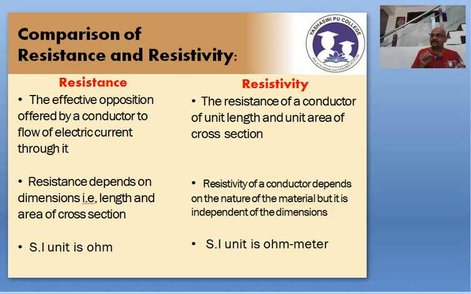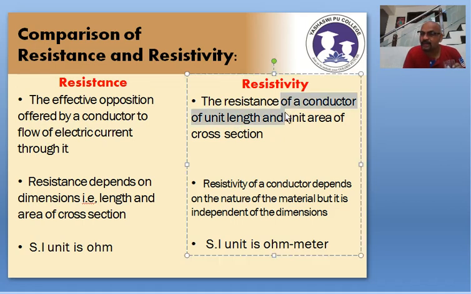You know that resistance is the opposition to the flow of charges. Resistivity is the resistance per unit length per unit area. Here R is equal to rho L divided by A. Here rho is equal to R A divided by L. If A is 1 and L is 1, then rho is equal to R.